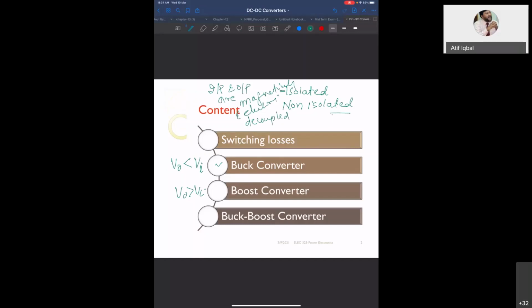So you generally need a high frequency transformer to make the isolation. This is input side, this is output side. And isolated converters, the ones you are designing in your term project, have a high frequency transformer in between. Here the buck converter, boost converter and buck-boost converter come in the category of non-isolated converters. So the input and output are not isolated from one another. They are coupled to each other. They are not decoupled, but an isolated converter is decoupled.